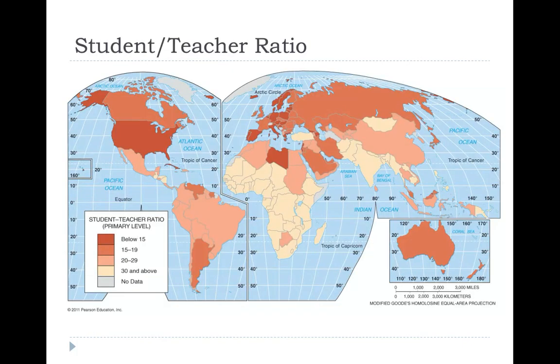So this map shows your student to teacher ratio. Okay, your top two categories here, below 15 and then 15 to 19, are going to be your more developed countries, meaning you have roughly 15 to 19 kids per teacher at the primary level or the elementary level. Whereas then the tannish color or the light yellow color represents your less developed countries, where you have 30 or more students for one teacher.